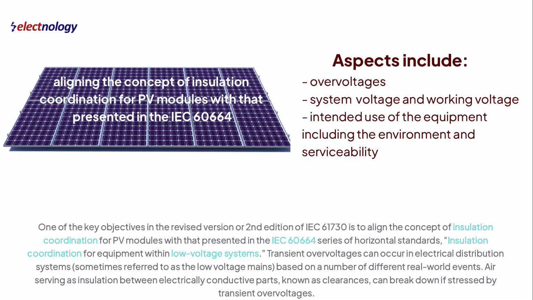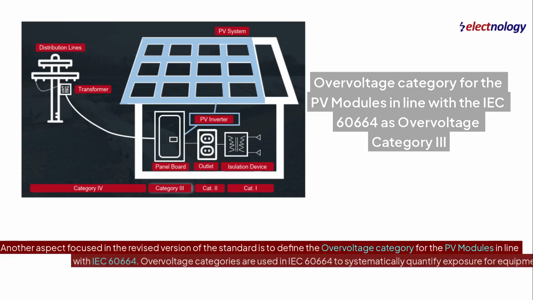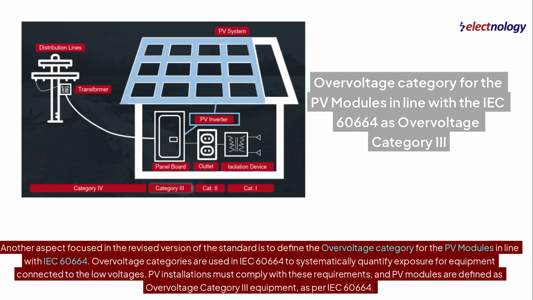Transient overvoltages can occur in electrical distribution systems, sometimes referred to as the low-voltage mains, based on a number of different real-world events. Air serving as insulation between electrically conductive parts, known as clearances, can break down if stressed by transient overvoltages. Another aspect focused on in the revised version of the standard is to define the overvoltage category for the PV modules in line with IEC 60664. Overvoltage categories are used in IEC 60664 to systematically quantify exposure for equipment connected to the low voltages.